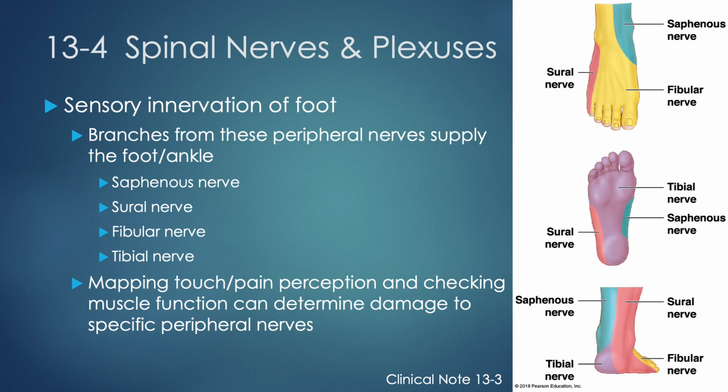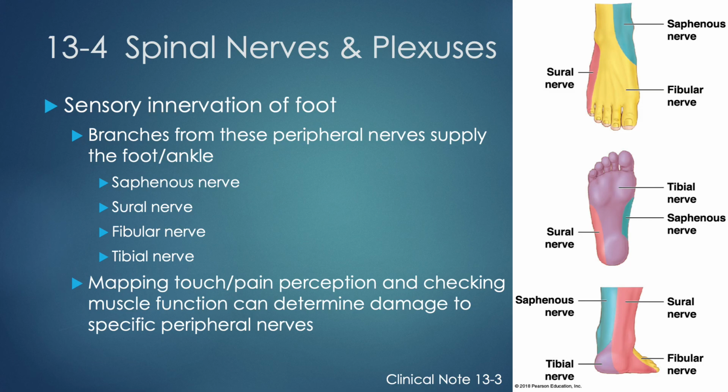As you can see in clinical note 13-3, there are 4 major nerves that innervate your foot: the saphenous nerve, the sural nerve, the fibular nerve, and the tibial nerve. And so as you see on the right, the yellow is the fibular nerve, and it's responsible for innervating the vast majority of the dorsal surface of your foot. Whereas if you look at the middle image showing you the plantar aspect of the foot, you'll see that it's the tibial nerve that's responsible for innervating the vast majority of the foot.